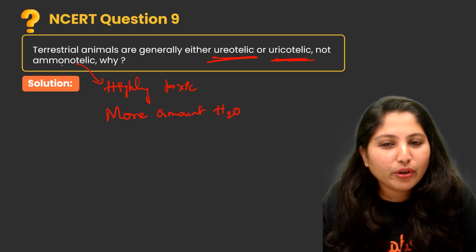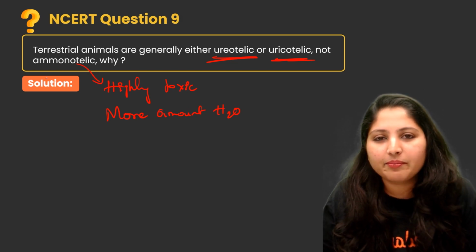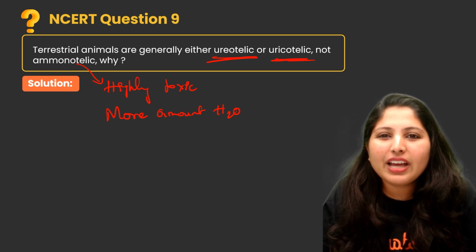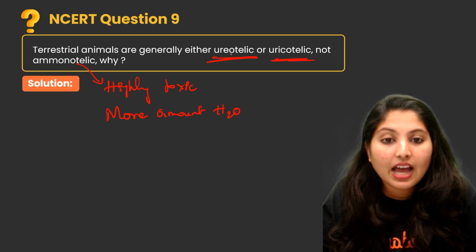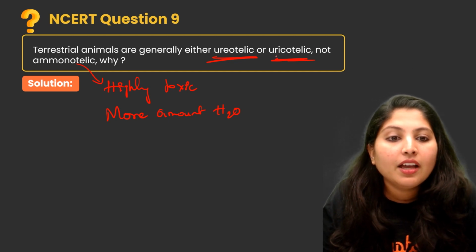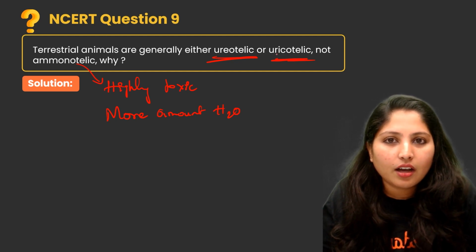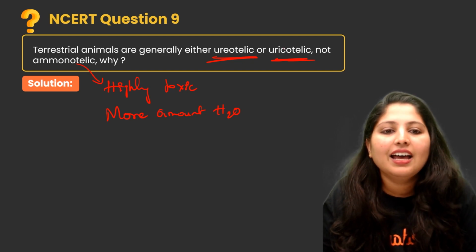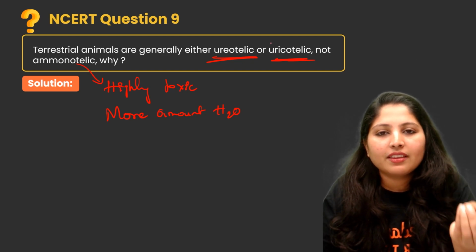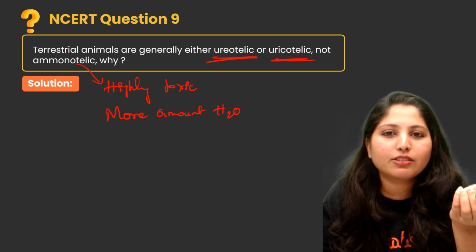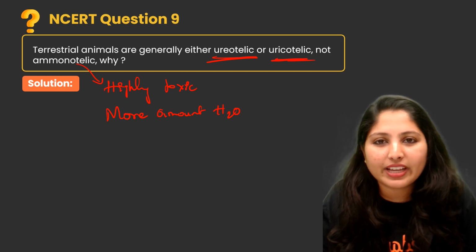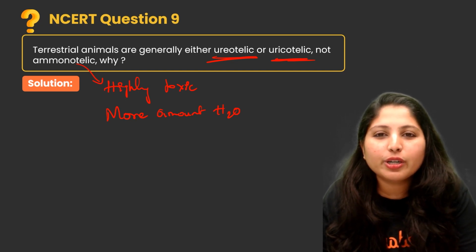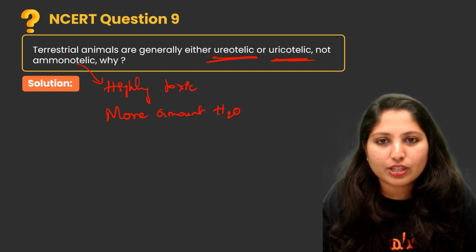So ammonia is highly toxic. Compared to ammonia, urea is less toxic, and uric acid is least toxic. Hence birds have a less toxic substance like uric acid. It requires very little amount of water to excrete this nitrogenous waste.